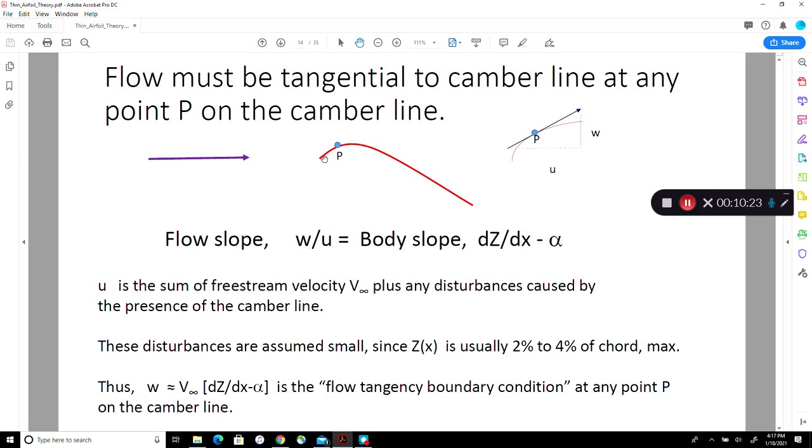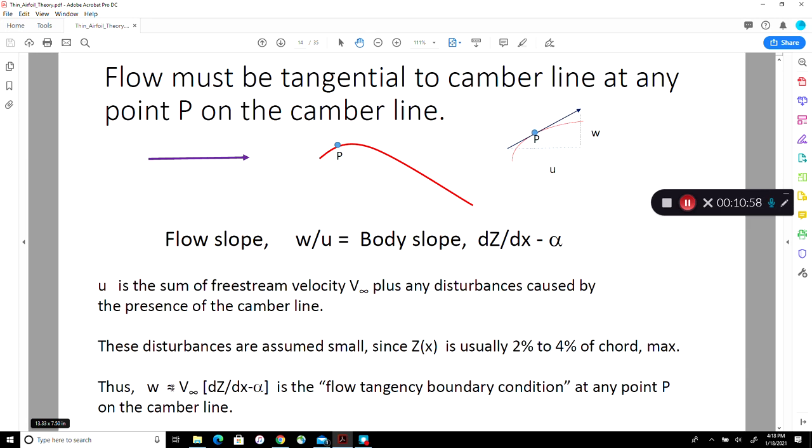Therefore, such a small, mild camber at such a small angle of attack is not going to disturb the flow at all much. Therefore, in the U direction, the disturbances are small compared to the free stream velocity V infinity. So we approximate the denominator U by V infinity. Then we take the V infinity to the other side. So the W component of velocity in this direction equals V infinity times dz over dx minus alpha. This is the linearized or approximate boundary condition.